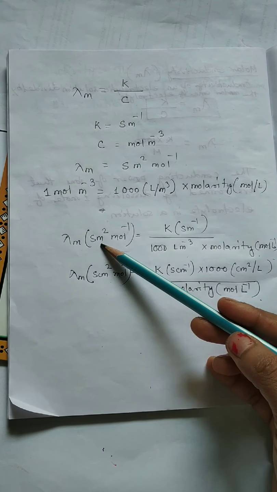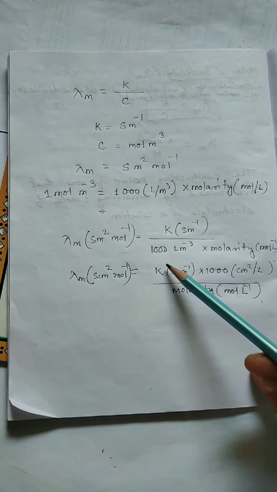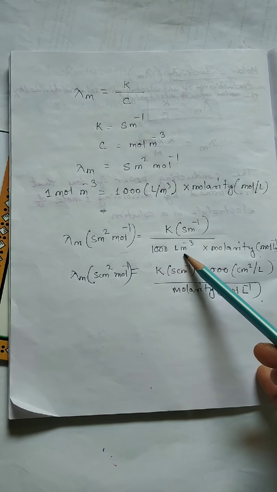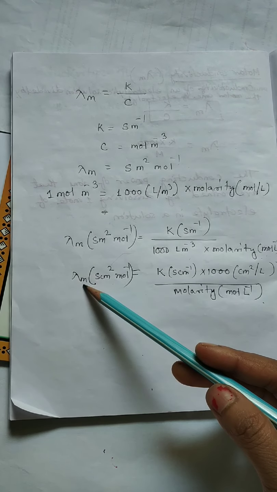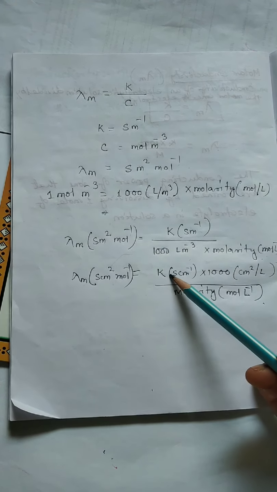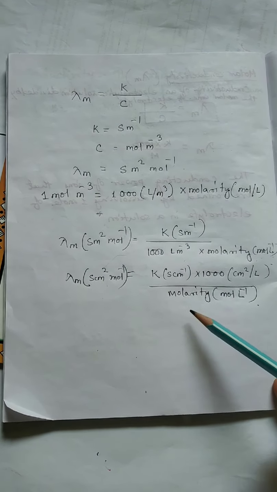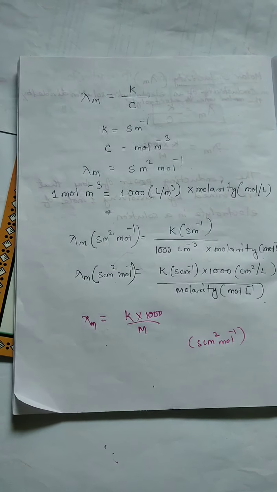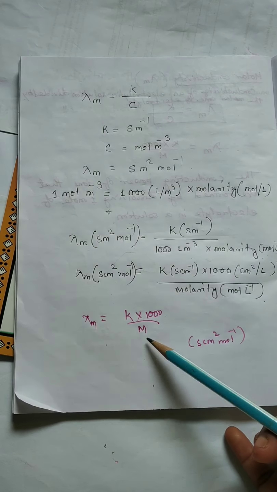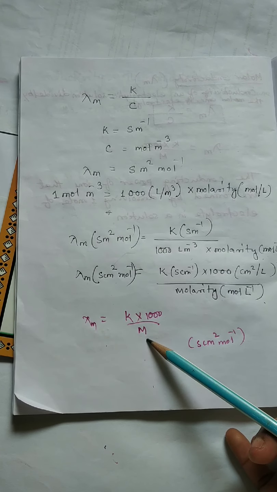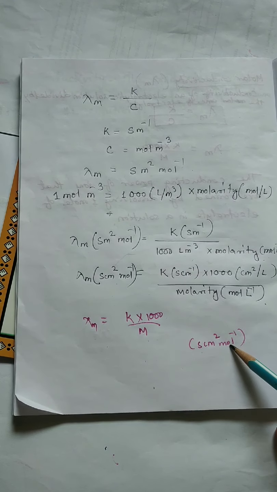molar conductivity in the units of Siemens meter square mole inverse is equal to kappa in Siemens meter inverse, and the volume is given in the units of liter per meter cube into molarity. And when we change it, then the molar conductivity is kappa into 1000 by molarity. For solving the numericals, this formula will be useful for us. So molar conductivity is equal to kappa into 1000 by molarity in the units of moles per liter. The molar conductivity that we'll find will be in the units of Siemens centimeter square mole inverse.